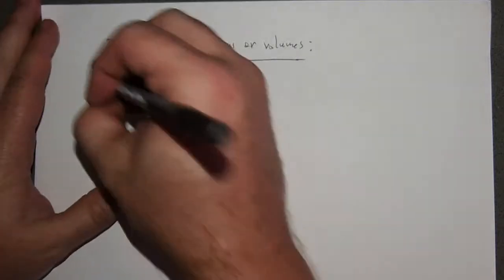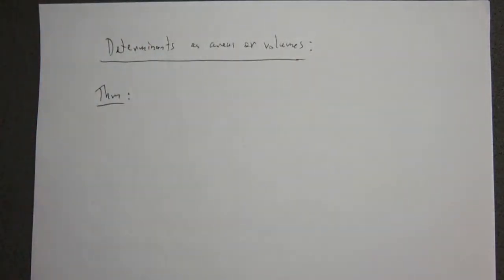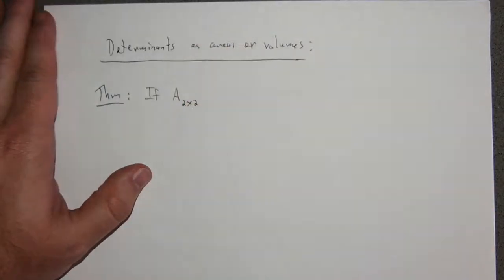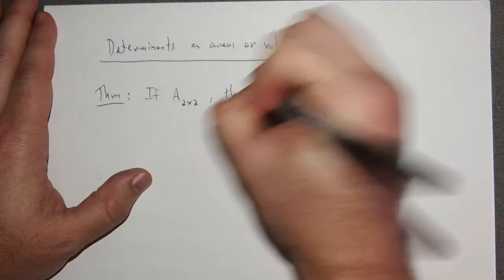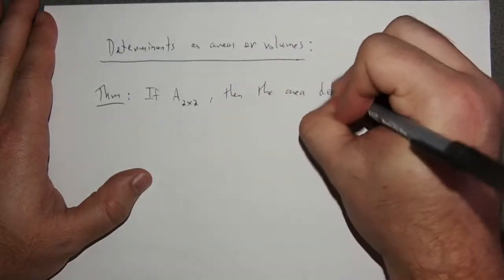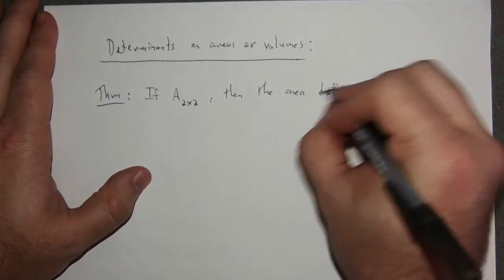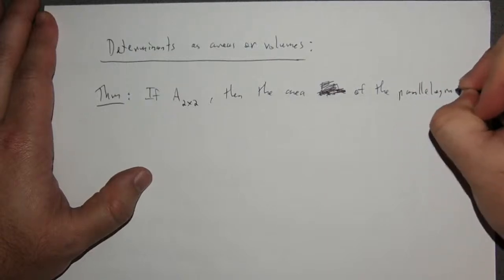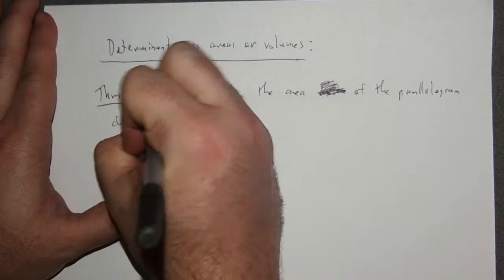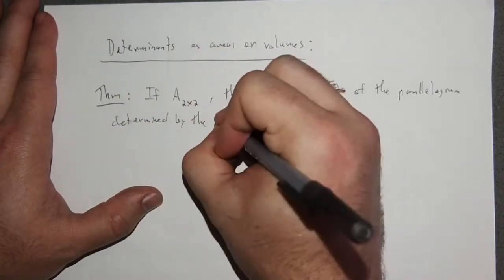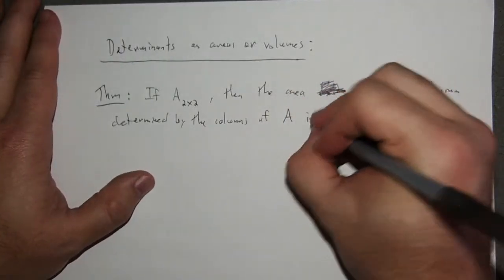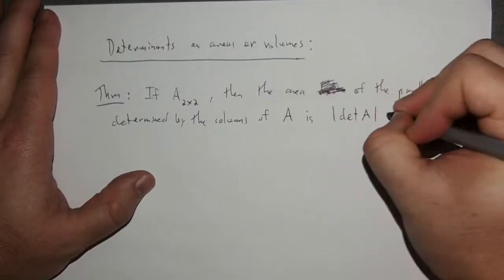And really what I should say here is the relationship between determinants and areas or volumes. Okay, so you may have already seen the following fact before, but if A is a 2 by 2 matrix, then the area of the parallelogram determined by the columns of A is the absolute value of the determinant of A.